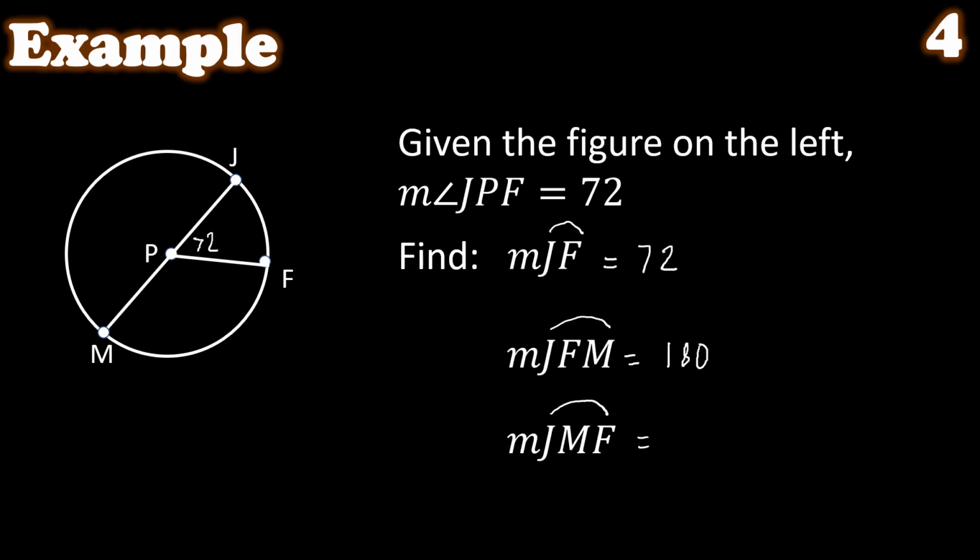We can get the measure of arc JMF by subtracting the measure of arc JF from 360 degrees. So the measure of arc JMF is equal to 360 minus 72. So the measure of arc JMF is equal to 288.